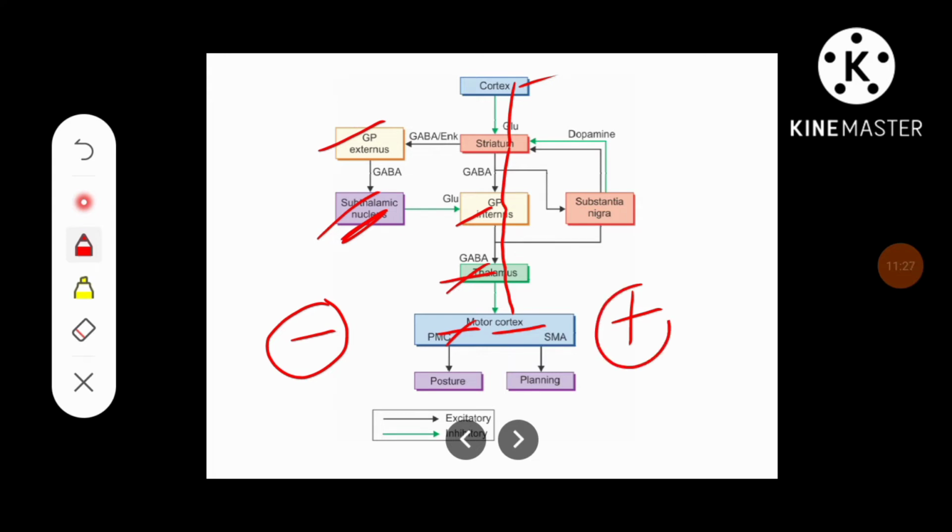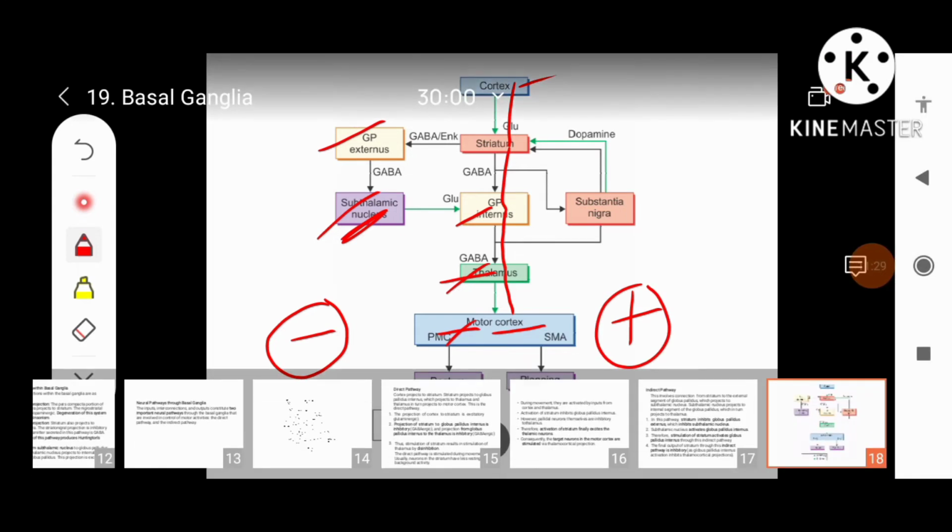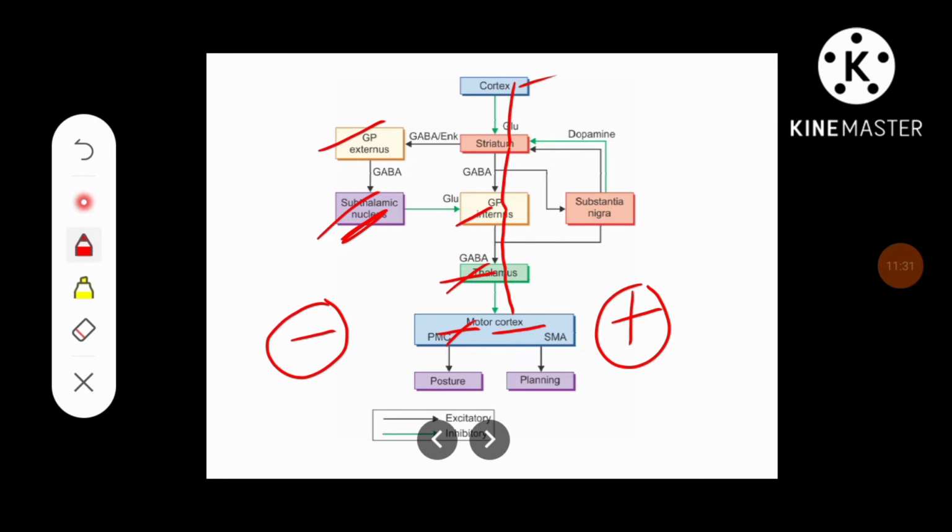That is, the balance between this direct and indirect pathway is going to decide whether it is going to be inhibitory or excitatory. But normally, the inhibitory influence of the indirect pathway is going to dominate.